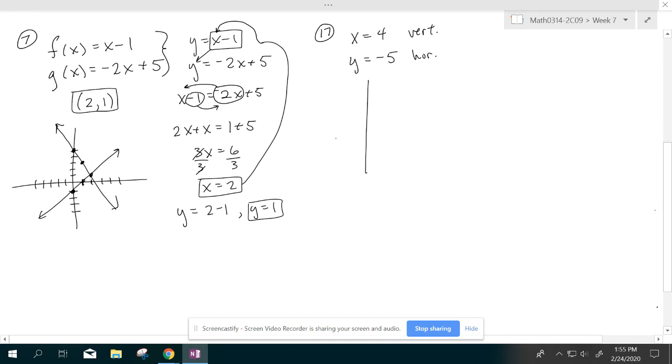And then I'm going to solve this by using the graphing technique. So I'm going to graph the vertical line x equals 4. I'm going to graph the horizontal line y equals negative 5. And look at that. I can see where they intersect.